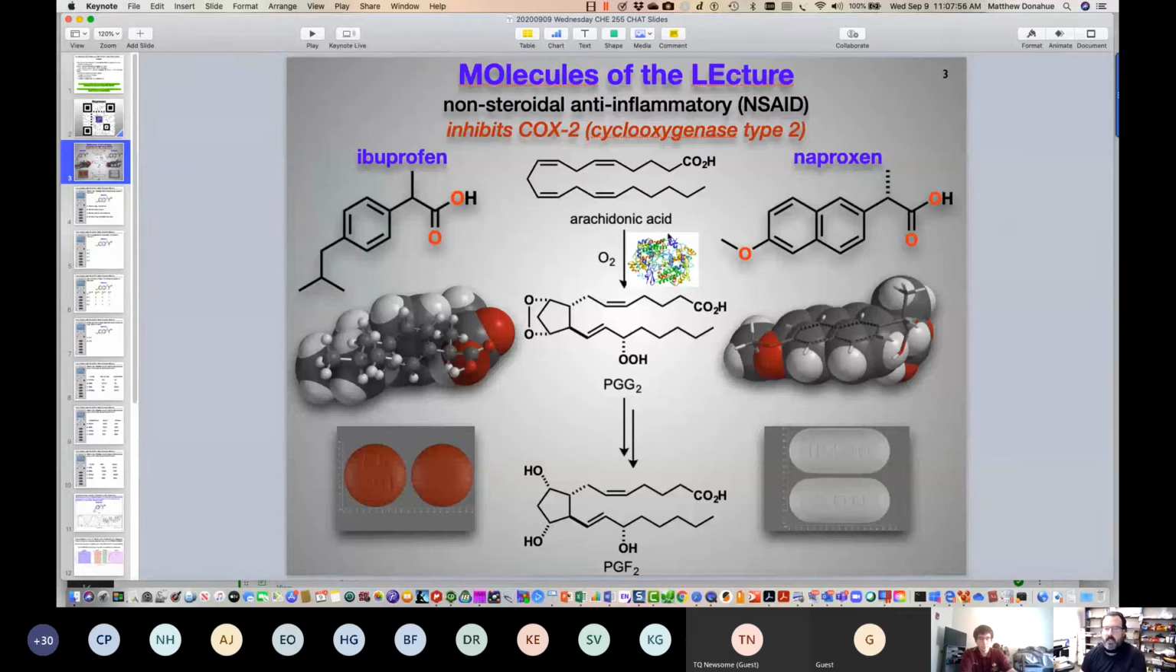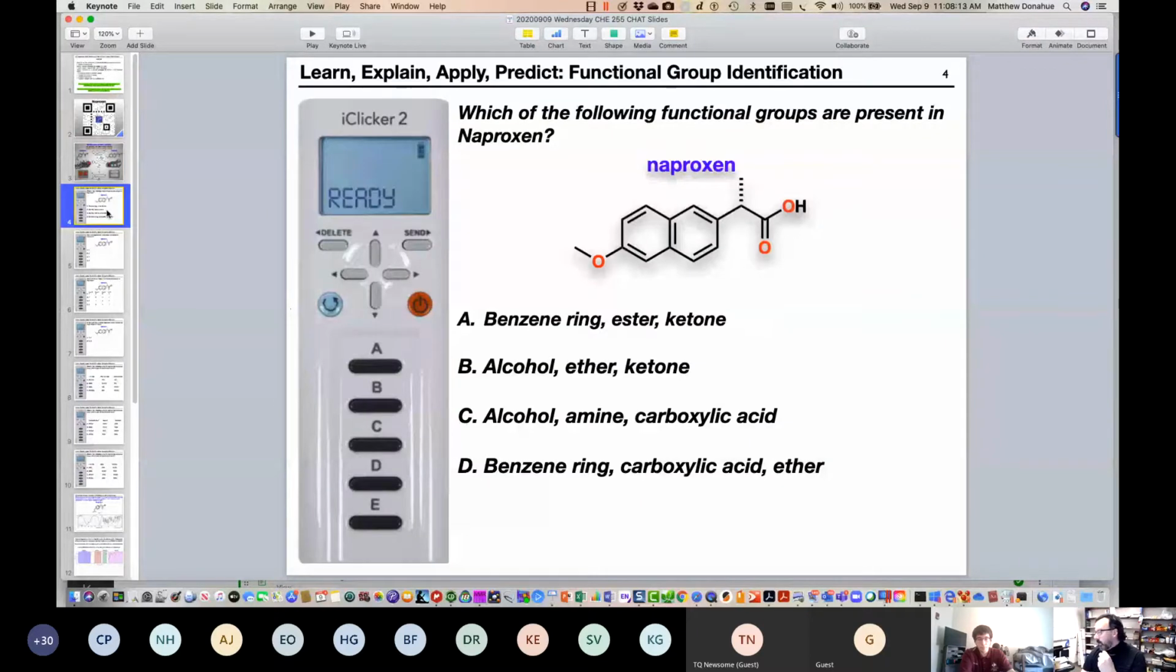So if you go on to take the biochemistry sequence, you'll learn more about enzymes and mechanisms of action as well. So let's move on to some questions about naproxen. Ian's jumping the gun there. He's got the molecular formula in the chat already. So there's naproxen. Which of the following functional groups are present in naproxen?